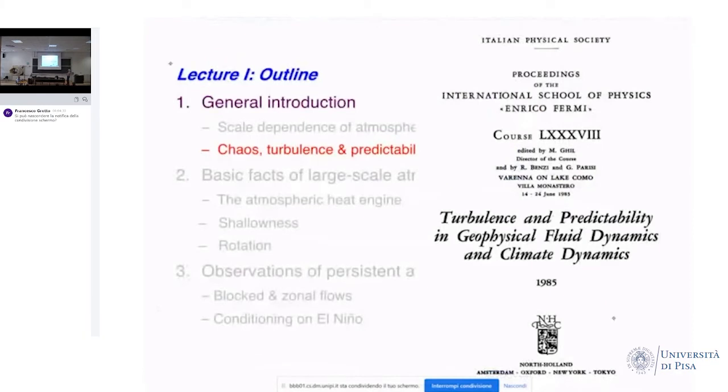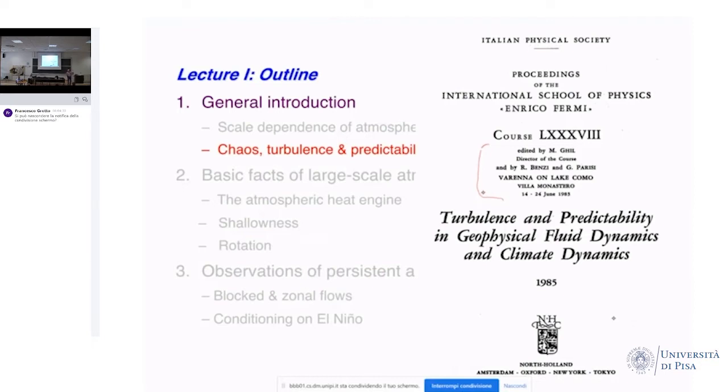So, I mentioned something about chaos, turbulence and predictability. In Italy, this was the title of course 88 of the International School of Physics Enrico Fermi. I happen to be the director of that course, and Roberto Benzi and Giorgio Parisi, the same one that I mentioned before, were the secretaries of the course. It was, to the best of my knowledge, the only time the course had two secretaries. Unfortunately, Giorgio was pretty sick during those 2 weeks, but he wrote an appendix, the rules of the system.